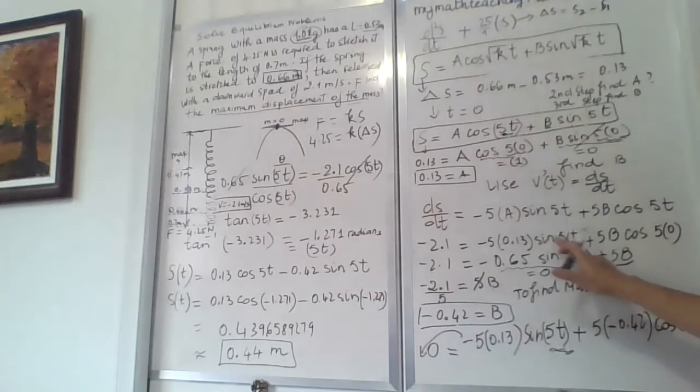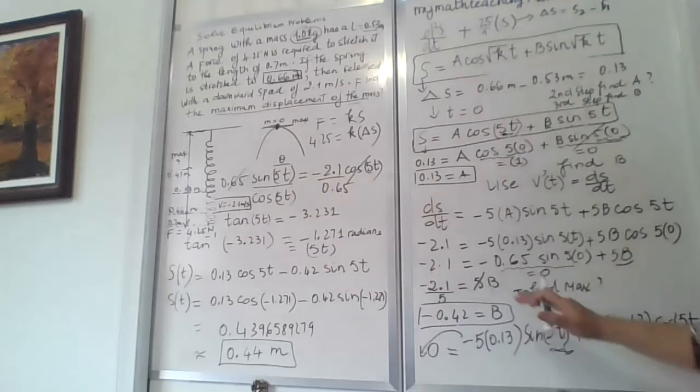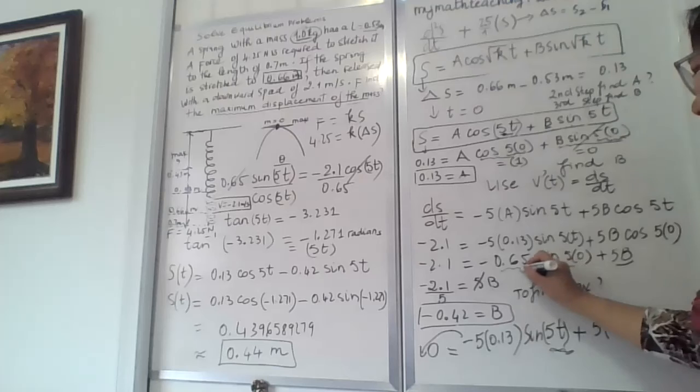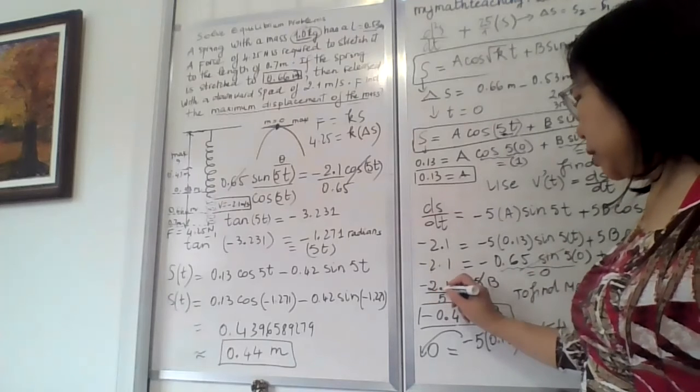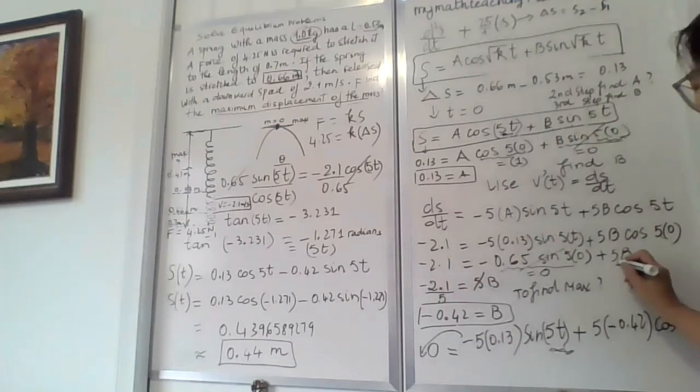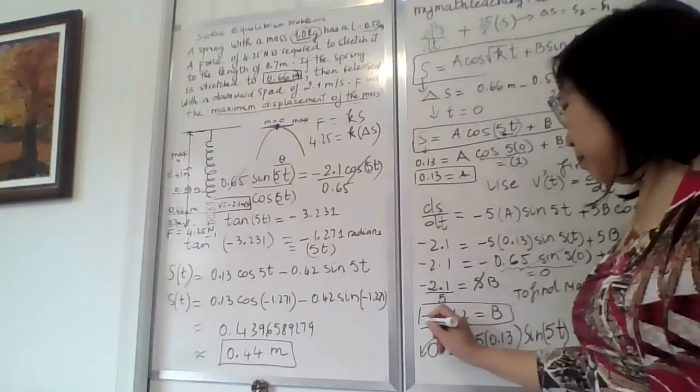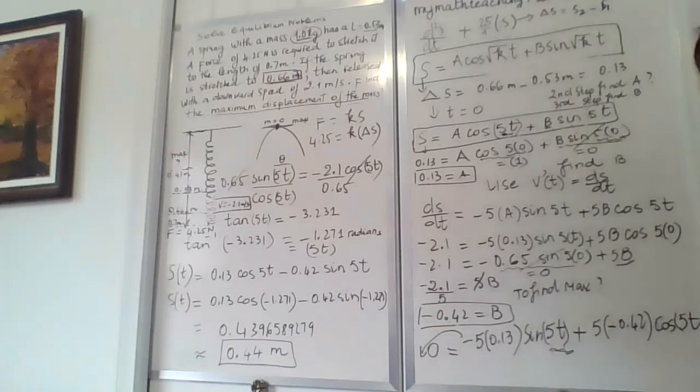And it turned out that when we release the spring, the time is also 0. So we substitute t equals 0, and this term is gone, the whole thing is gone. We are left with ωB, because cos of ω times 0 is 1. So we are left with ωB equal to minus 2.1. We divide by ω to solve for B, and we get minus 0.42.